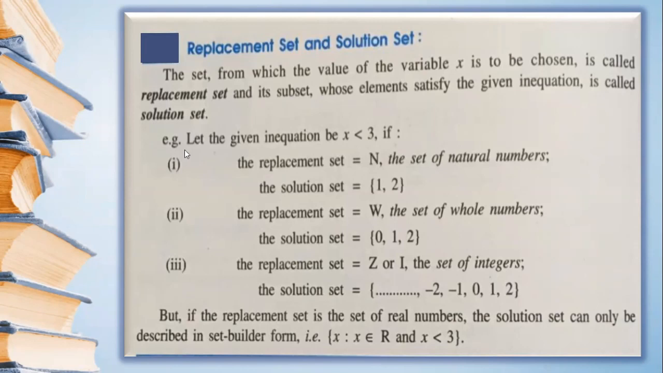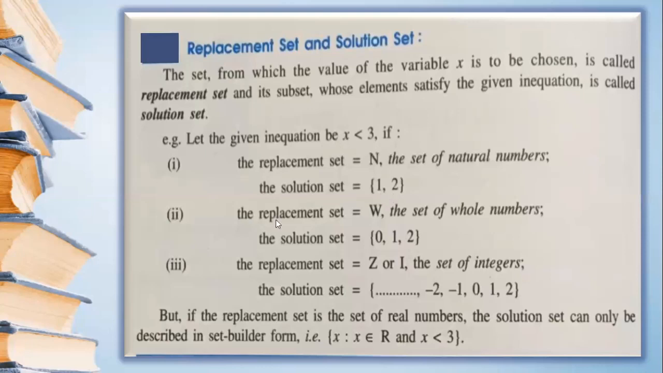Let us take an example. Let the given inequation be x is less than 3. If the replacement set is N, which stands for the set of natural numbers, the solution set will contain the elements 1 and 2. Since the natural number set starts from 1 to infinity and the inequation is x less than 3, all the natural numbers which are less than 3 will be included in the solution set. So here we will get the solution set as 1 and 2.